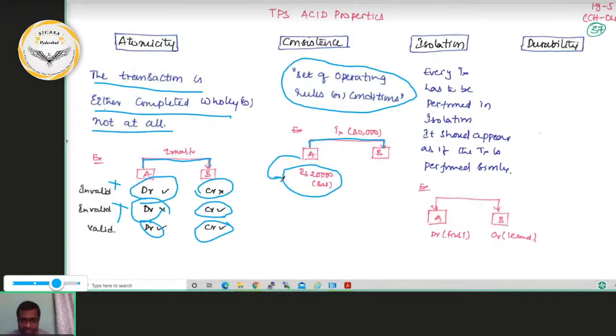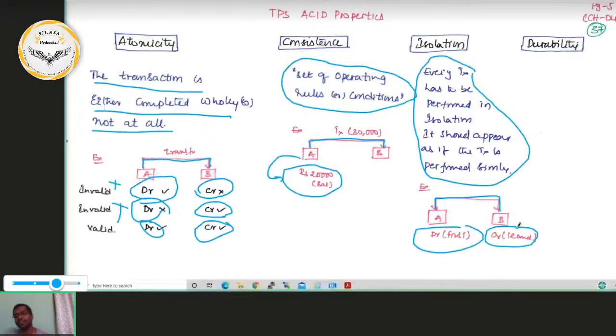Next one is isolation. What do you mean by isolation? Every transaction has to be performed in isolation. However, it should appear as if the transaction is happening simultaneously. For example, if I am transferring certain money from account A to account B, from the system's point of view, debit happens first, then credit. However, it should appear to the user as if both debit and credit are happening simultaneously. So that is called isolation.